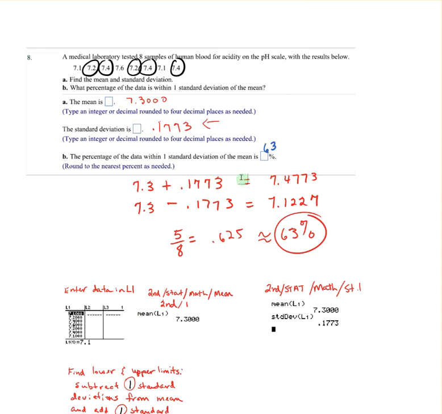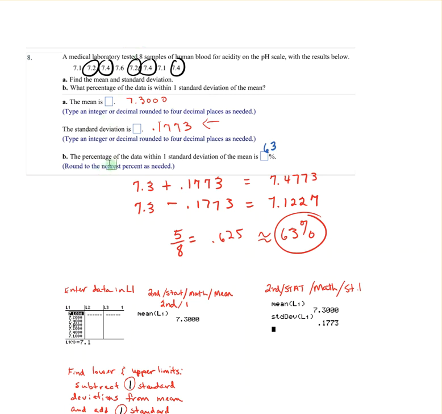Number 8 has a little bit more to do. It says a medical lab tested 8 samples of human blood for acidity on the pH scale. And so here are the 8 samples. Find the mean and standard deviation and what percentage of the data is within 1 standard deviation of the mean. So you can find the mean and the standard deviation on your calculator. And so we have 7.3 as the mean, and the standard deviation is 0.1773.